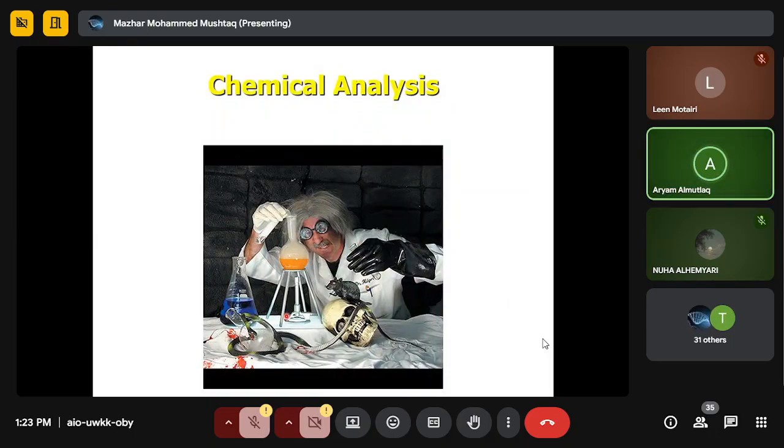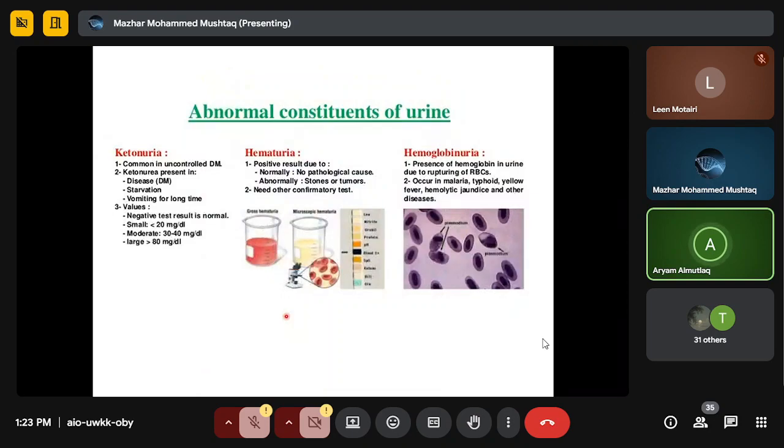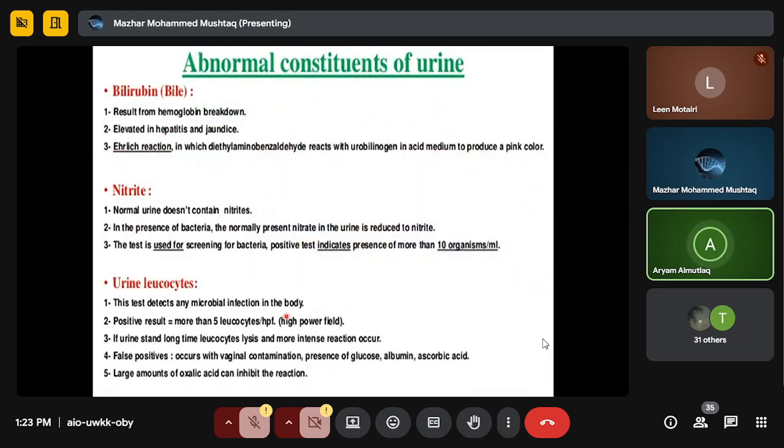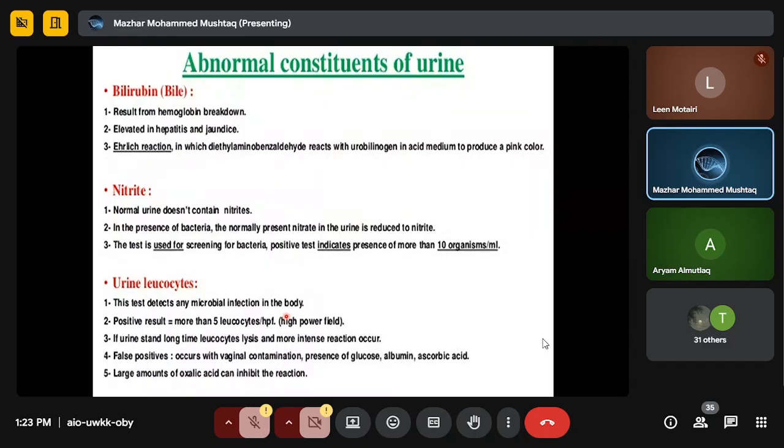Doctor, I have a question. Yes, please. Nitrates with letter A are abnormal, while nitrates with letter I are normal, correct? Nitrate is normally present in the urine with the letter A. Okay, normally present in the urine.